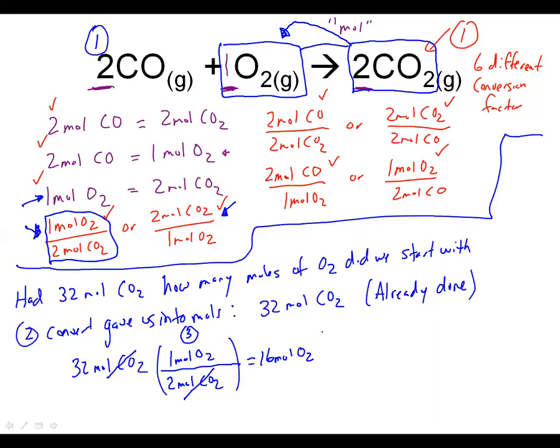Now, step number 4 is convert moles to other units. In this particular case, we don't need to do that because we are actually interested in how many moles of O2. So sometimes you may not have to do that last step. And in this case, we don't. So this would be the answer. What that number represents is, in order to produce 32 moles of CO2, we would have to put in 16 moles of O2. And if everything went perfectly, we should get out 32 moles of CO2.